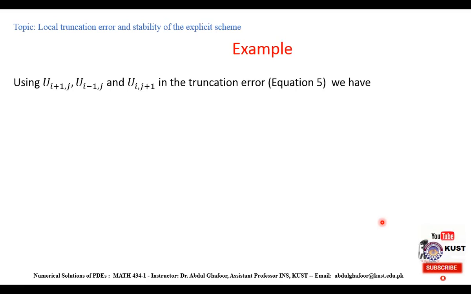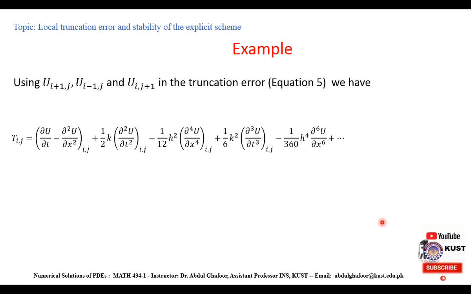Now using u(i+1, j), u(i-1, j), and u(i, j+1) in the truncation error, which is basically equation 5, we have T(i,j) is equal to partial u by partial t minus partial square u over partial x square at the point (i,j) plus 1 by 2 k partial square u over partial t square at (i,j) and so on. Remember, this equation has been obtained from that local truncation error by plugging in all these three values and rearranging the terms.